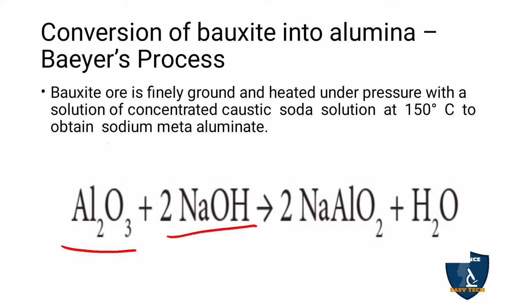Al2O3, finely ground into powder, is treated with caustic soda, NaOH, at 150 degrees Celsius to obtain sodium meta-aluminate. So Al2O3, this is the bauxite ore, is added with NaOH, the caustic soda solution. While adding Al2O3 and NaOH, you get sodium meta-aluminate.